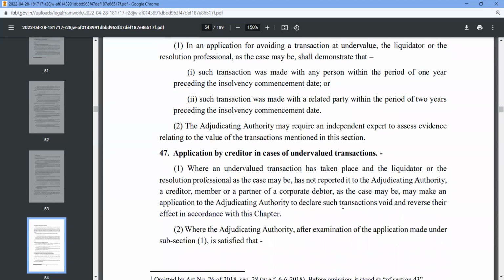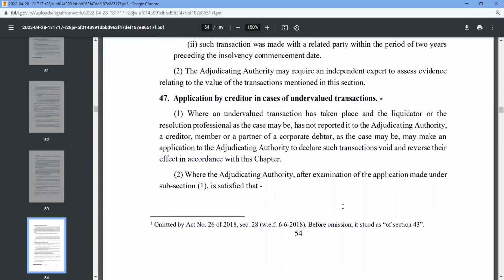Then section 47, application by creditor in case of undervalued transactions. Suppose in case of undervalued transactions, the resolution professional or liquidator does not file. Suppose an undervalued transaction has taken place, and the liquidator or resolution professional has not reported, then a creditor, member or a partner of the corporate debtor may do so. Now you might ask why a member or partner will report. Because suppose there are 10 directors in a company. All directors may not be interested in hanky panky. So one of the directors who is an honest person might also report to the adjudicating authority that, my lord, they have done this undervalued transaction. So even a member or a partner of the corporate debtor, as the case may be, may make an application to the adjudicating authority to declare such transactions void and reverse the effect.